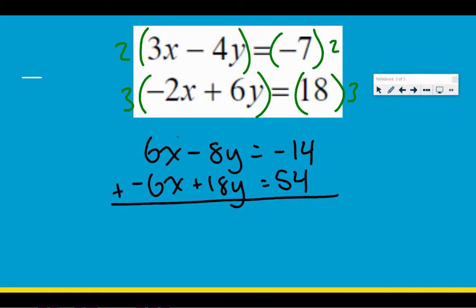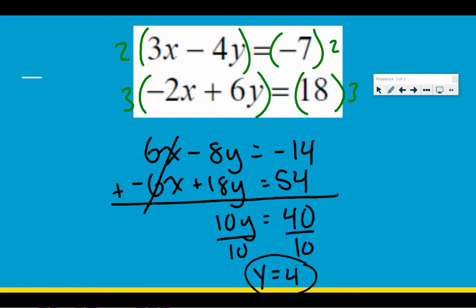Positive 6 plus negative 6 is eliminated, that equals 0. Negative 8y plus 18y is 10y. Negative 14 plus 54 is 40. Divide both sides by 10, and y equals 4. Now that I know what y is, I want to plug it back into one of these equations. It doesn't matter which one, and we'll find out what x is.